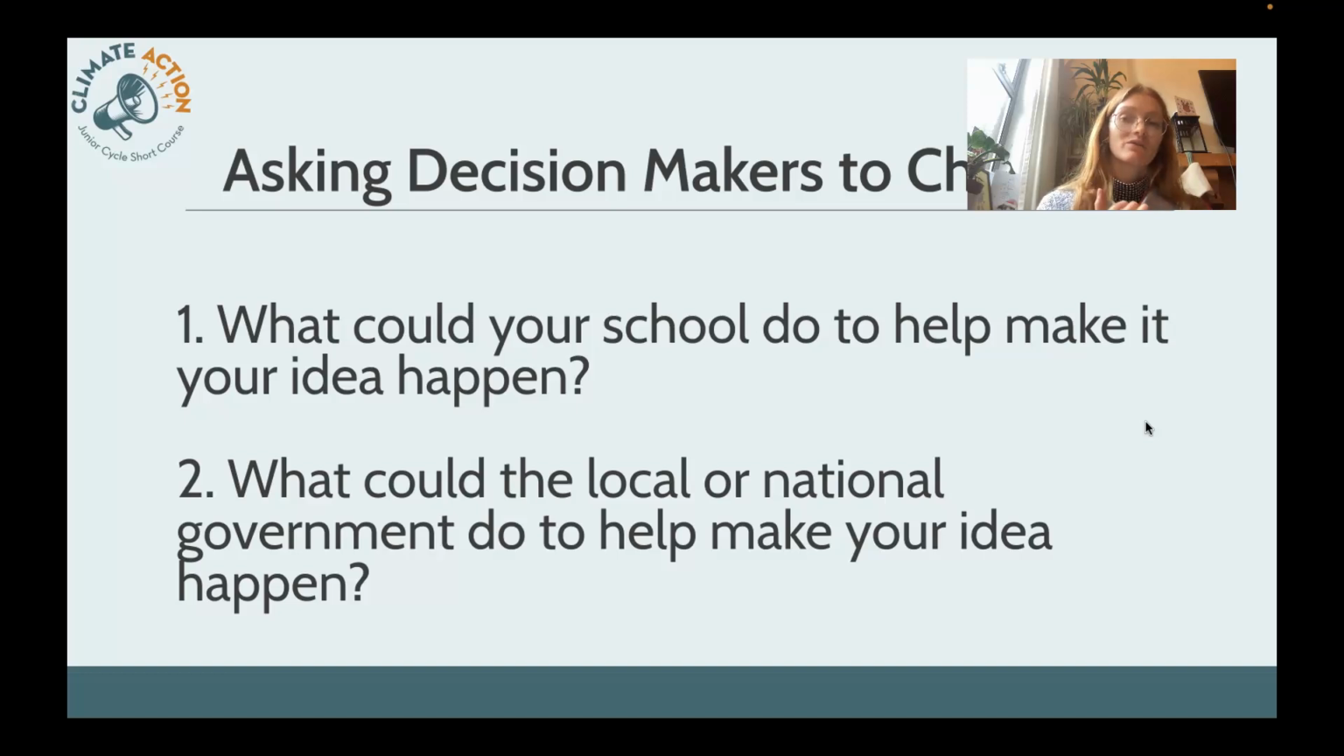And then finally, as always, we suggest that you are going and talking to decision makers. So, what could the school do to help make the idea happen, and what could the local or national government do to help make the idea happen? And again, that could just be identifying it and leaving it, or it could be thinking of a way to actually go talk to those people, present their ideas, ask them to do something about it, engage in conversation. So that's it.